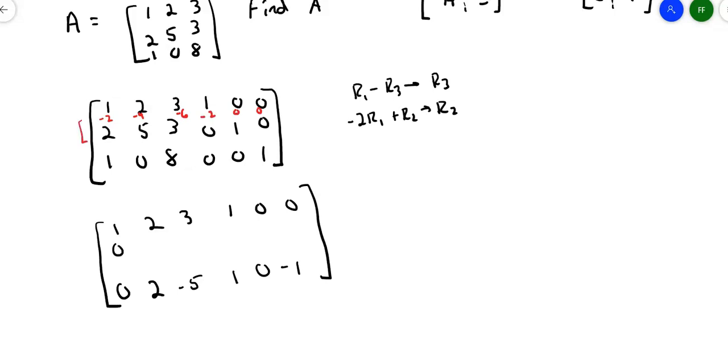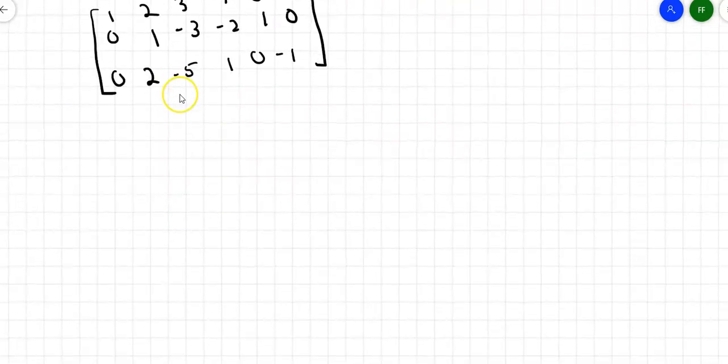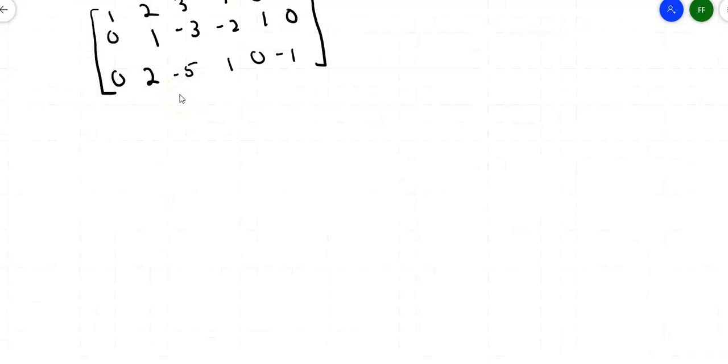2 minus 2 is 0. 5 minus 4 is 1. Negative 3. Negative 2. 1 plus 0 is 1. 0 plus 0 is 0. All right. So now things are moving along. I've got zeros under the first column.